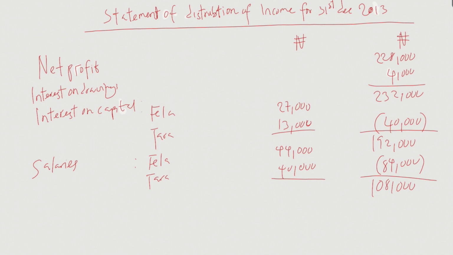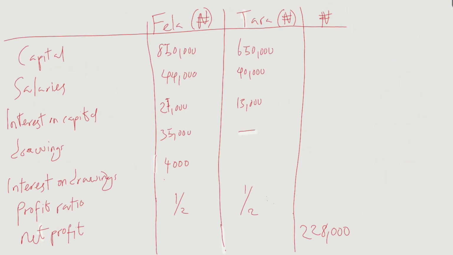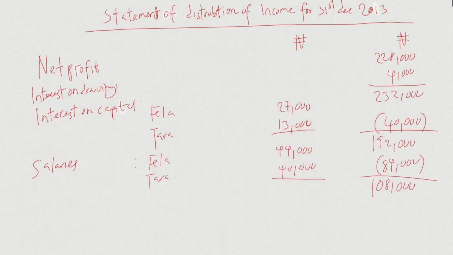The profits ratio, according to the question, said profit and losses are to be shared among partners equally. So that's why I had one over two. This 1/2 means that the profit is to be shared equally, right? So after all the adjustments, this is our profit that we need to share between Fela and Tara, and they're sharing profit and losses equally.